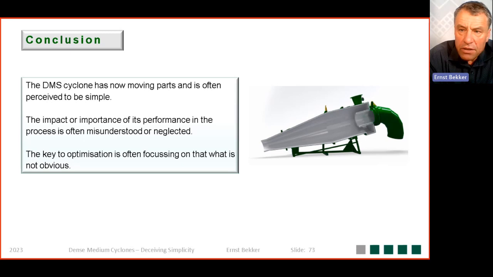So the key to optimizing the dense medium cyclone is to focus on that which is not always obvious. So the empty vessel that we think is so simple, we've seen it can be quite complex because there are a lot of factors that are not always so obvious.